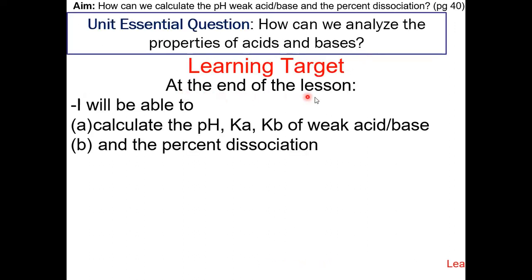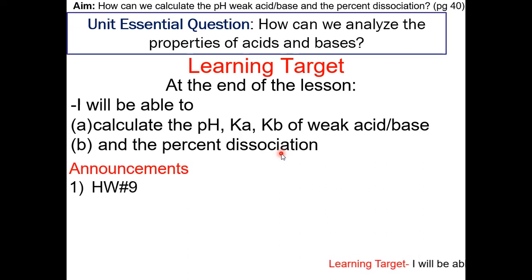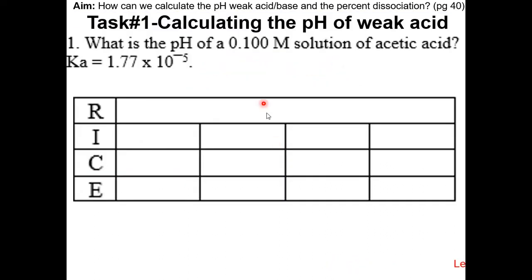Learning target: at the end of the lesson, I'll be able to calculate the pH, the Ka, the Kb of a weak acid or weak base, and the percent dissociation. Homework is number 9. Task number 1: calculate the pH of a weak acid.